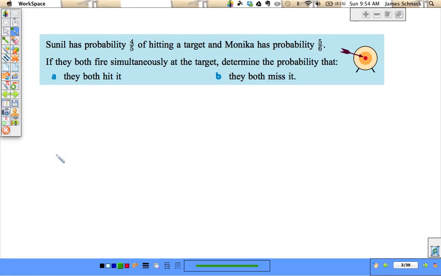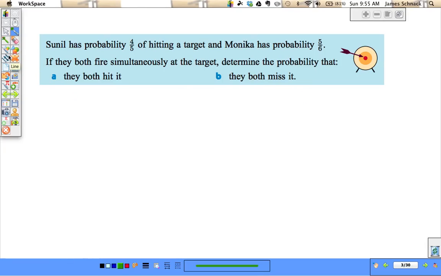So let's make it more difficult. Sunil, I think I'm saying that right, probably butchering it, but Sunil has a probability of 4/5 of hitting a target. So they're archers, shooting arrows at this target. 4/5 probability of hitting the target. Monica has a probability of 5/6. If they both fire simultaneously at the target, determine the probability that they both hit it or they both miss it.